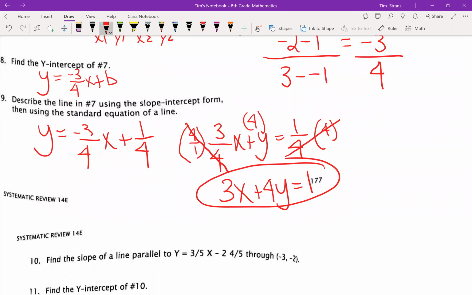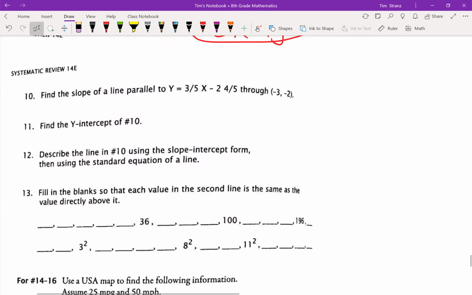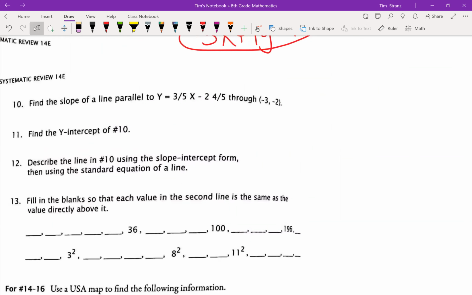All right, number 10. Find the slope of a line parallel to y equals 3/5 x minus 2 4/5, and the line is going through negative 3, negative 2. Well, for number 10, remember, slope of a parallel line is the same. So if it's just asking you to find the slope, it's going to be the same as it is in that equation, which is going to be 3/5. So your slope, m, is going to be 3/5. Same slope in parallel lines.